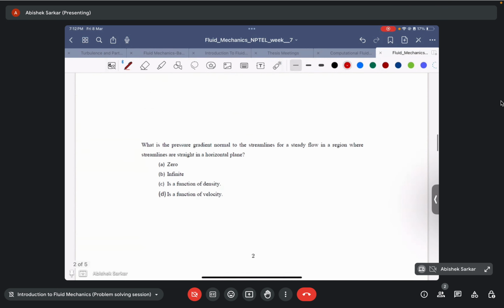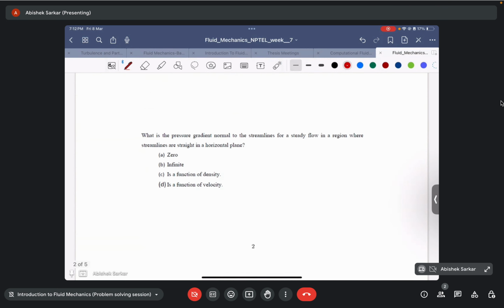For our next question, we have: what is the pressure gradient normal to the streamlines for a steady flow in a region where streamlines are straight in a horizontal plane? We just discussed that if the streamlines are straight lines in a horizontal plane, then the pressure gradient is 0, right? So the correct answer would be A. It's quite simple, but again, we need to remember the concept. So it's 0.